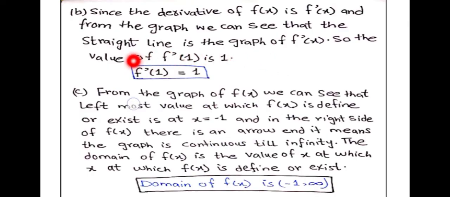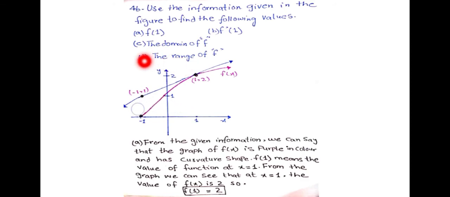Then in the second case, since the derivative of f(x) is f'(x), and from the graph we can see that the straight line is the graph of f'(x), the value of f'(1) is 1. We can see that the value is 1 here.